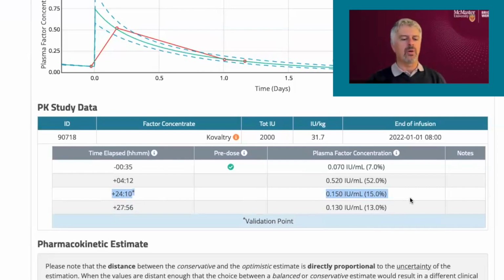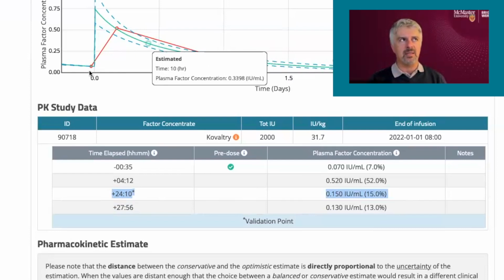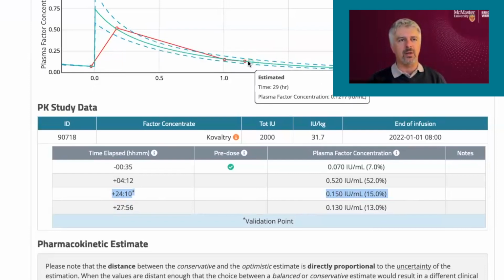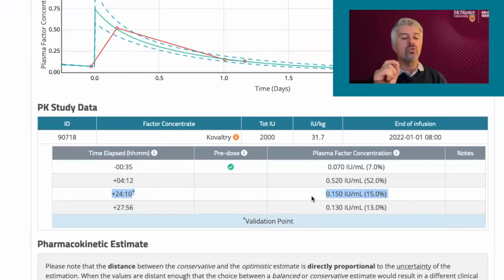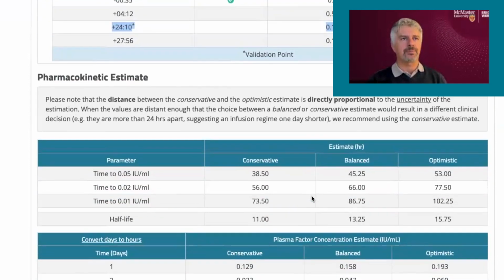So by using the validation point, I do two things. One, I add the information to the set of data that the patient has. So this profile, this estimate, is now based on 4 points and not 3. And at the same time, I'm using that point to check the quality of the prediction. Of course, the estimate may be changed.